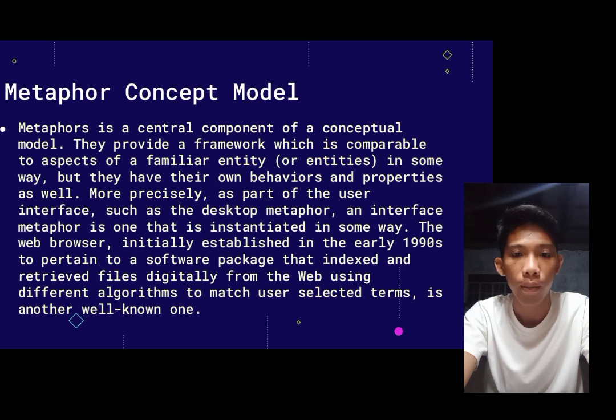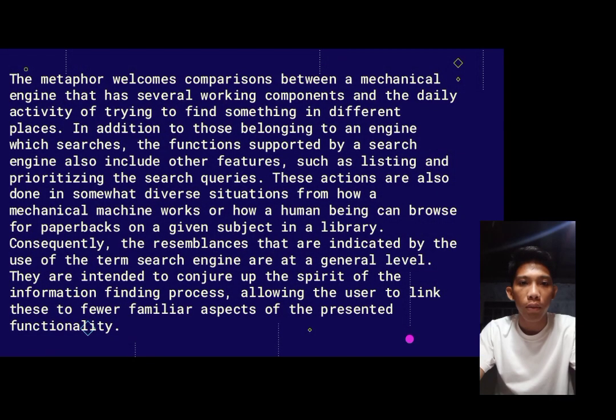instantiated in some way. The web browser, initially established in the early 1990s to refer to a software package that indexes and retrieves files digitally from the web using different algorithms to match user-selected terms, is another well-known one. The metaphor welcomes comparisons between a mechanical engine that has several working components and the daily activity of trying to find something in different places.